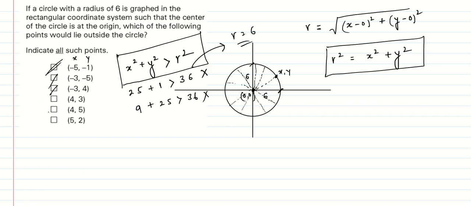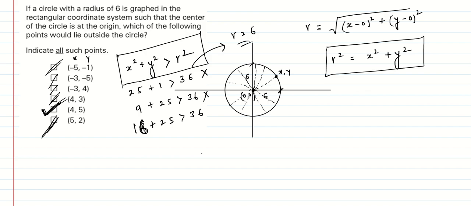Also not possible. What about here? Not possible. What about here? 25 and 9, 9 plus 25. More than 36? No, sorry, 16, no? Correct? This is possible. What about this one? Not possible. My answer is only 1.